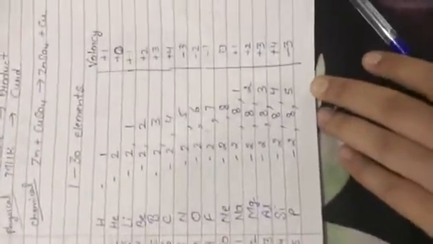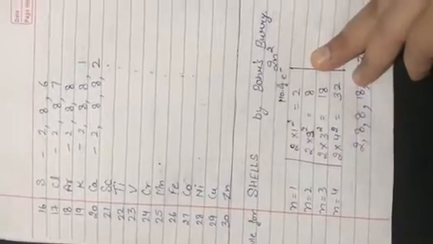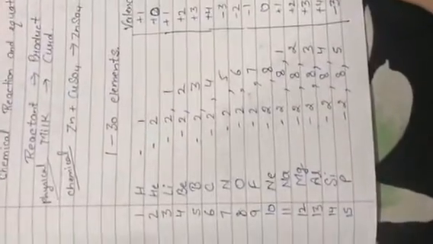I have written elements 1 to 30, and here I am telling you a pattern to memorize these 30 elements. I hope you have done these elements in your previous class, class 9th. You have done 1 to 20 in your previous class, so I am repeating this.